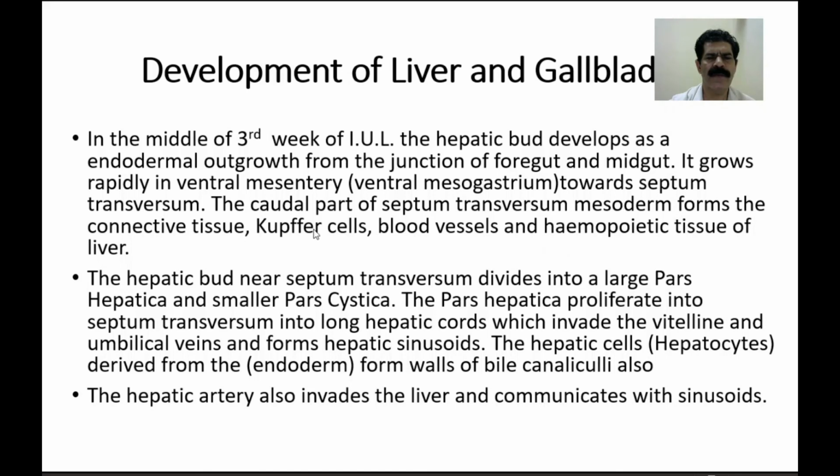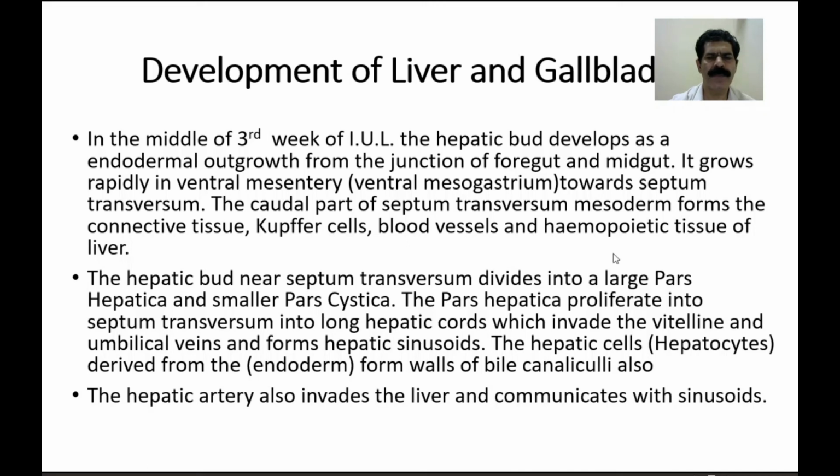So they are all derived from the mesoderm, and the septum transversum will give rise to these parts of the liver, while the hepatic bud reaches near the septum transversum. It goes into the septum transversum and divides the mesoderm of the septum transversum into two buds, that is the pars hepatica, and a smaller part that is called the pars cystica.